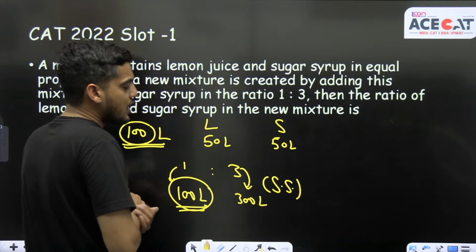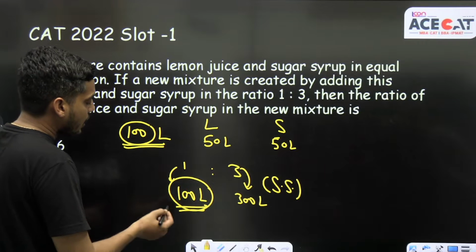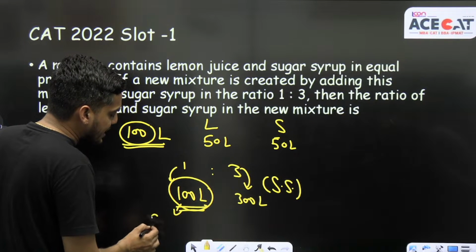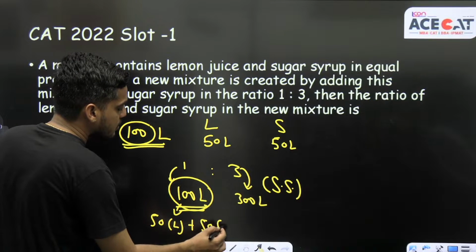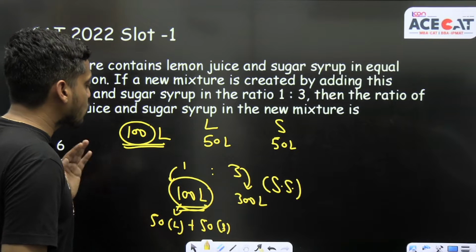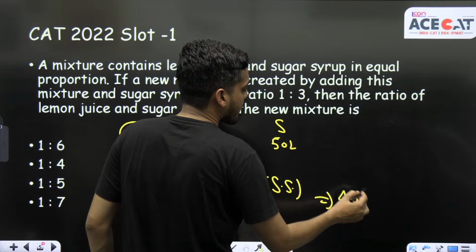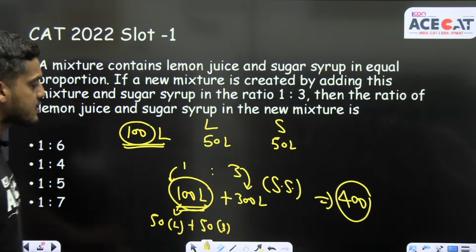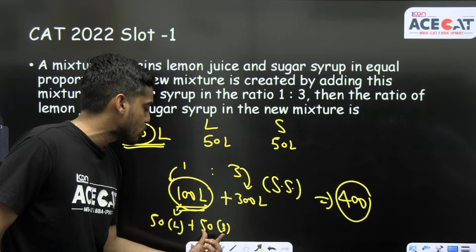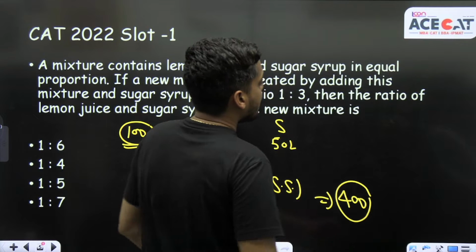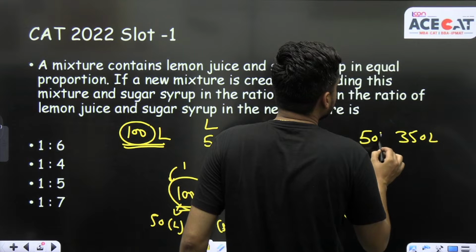300 liter is pure sugar syrup, and in this 100 liter, 50 liter is lemon and 50 liter is sugar syrup. Do you agree with me? The total mixture is 400 liter, and out of this 400 liter, 300 liter is sugar syrup and here also 50 liter sugar syrup. It means out of 400, 350 liter is sugar syrup, and the remaining 50 liter is lemon only.